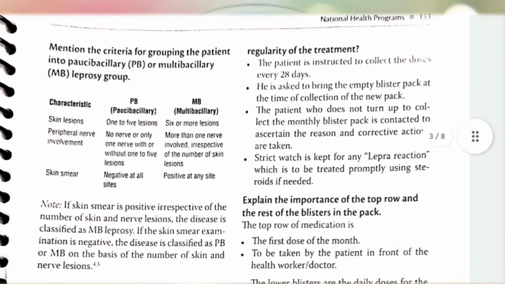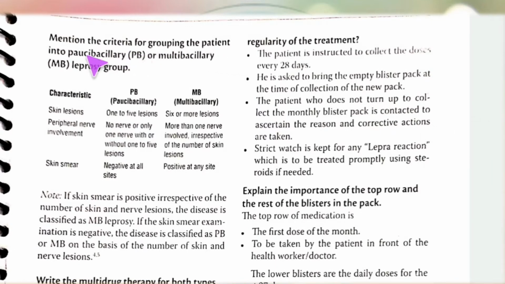Okay, so mention the criteria for grouping the patient into paucibacillary or multibacillary leprosy. This is the difference which is given in our book. So skin lesions, paucibacillary we have 1 to 5 skin lesions, multibacillary 6 or more lesions. Peripheral nerve involvement, paucibacillary there is no nerve involvement, multibacillary more than one nerve is involved. If we talk about the skin smear, it is negative at all the sites in the paucibacillary and it is positive at any site in the case of multibacillary.